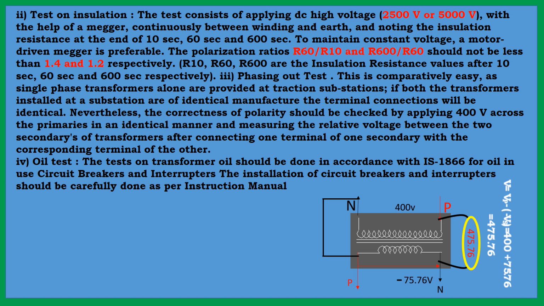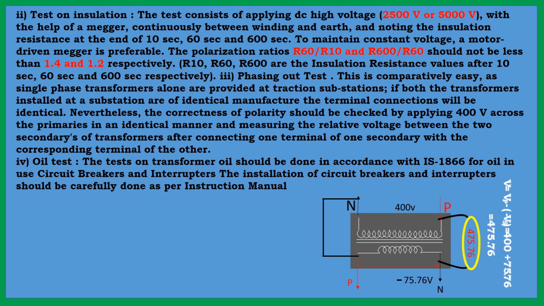And what will be the voltage across the voltmeter on the opposite side? Primary is 400 volt, but secondary is minus 75.76 volt. As the secondary phase is at 0, but the potential difference is 75.76, how will it come?